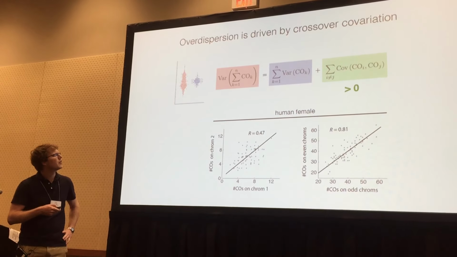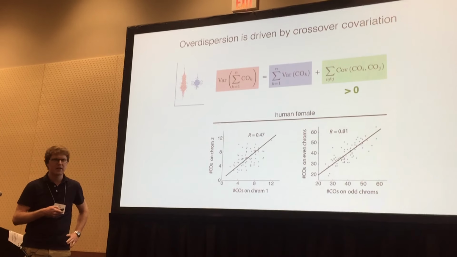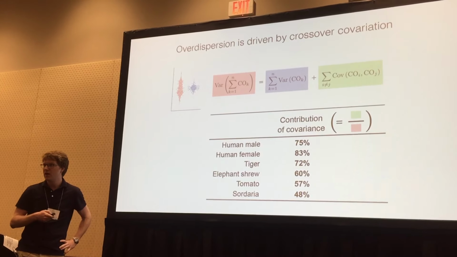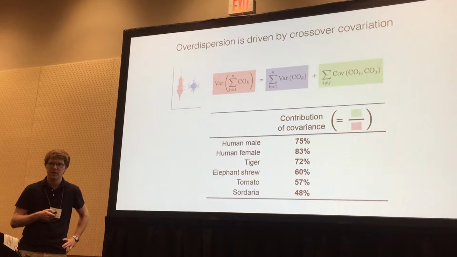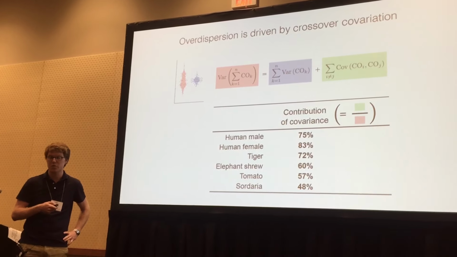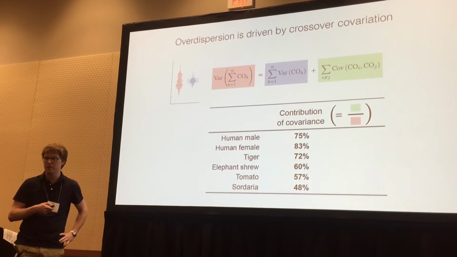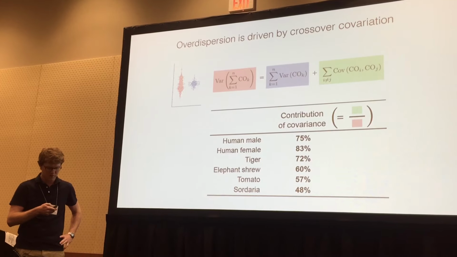So how much of the total variance that we started with is being driven by this covariation effect? It turns out that crossover covariation accounts for the vast majority of the variance in total crossover number, as much as 83% in human female. That is, if crossover covariation were not a phenomenon, the total variation in the number of crossovers per human female meiosis would be 1/6 the value that it actually is. So it's really causing quite a lot of that.